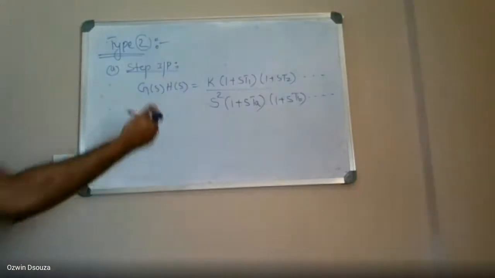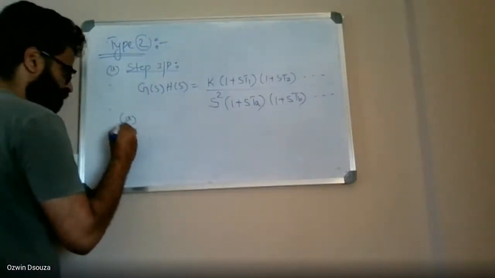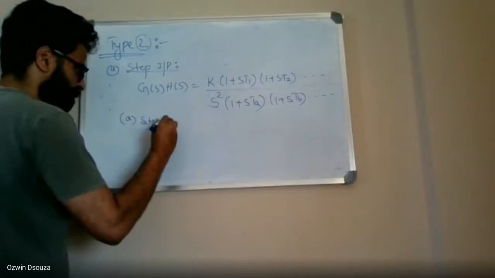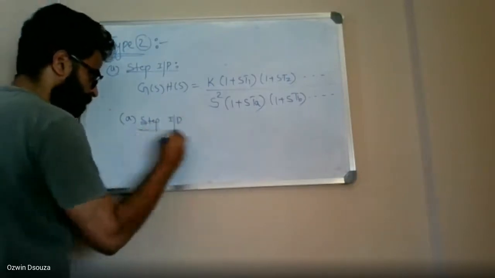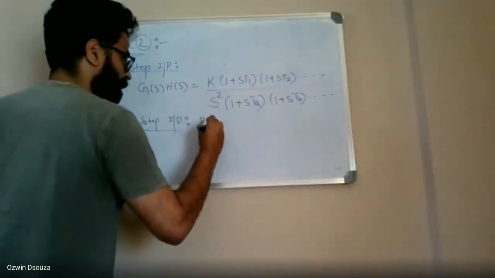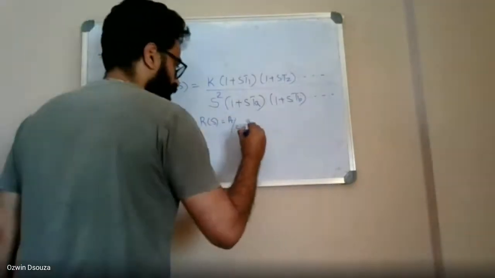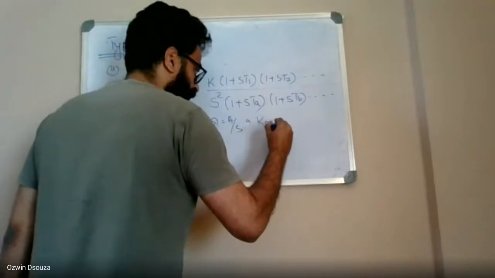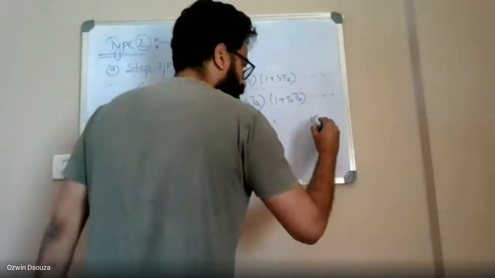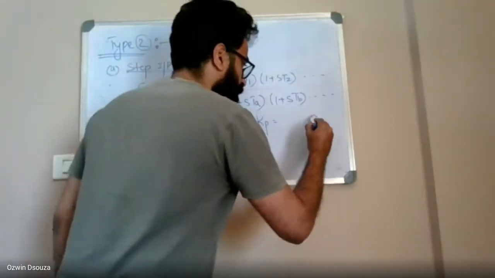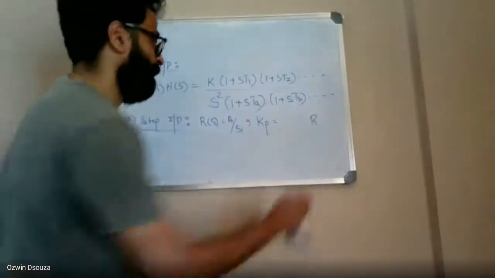All right. And then you consider step input. R of S is equal to A by S. And then you find KP. And then you find steady state error. Okay, I'll not do it.